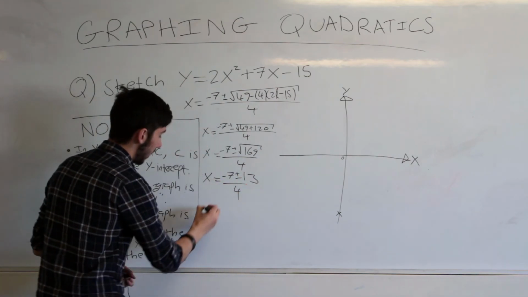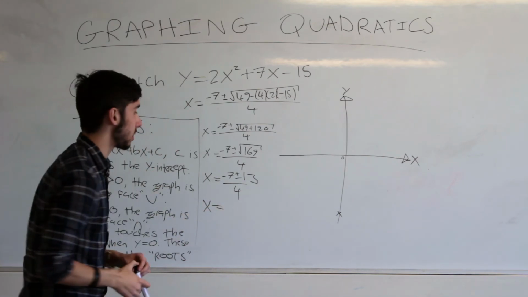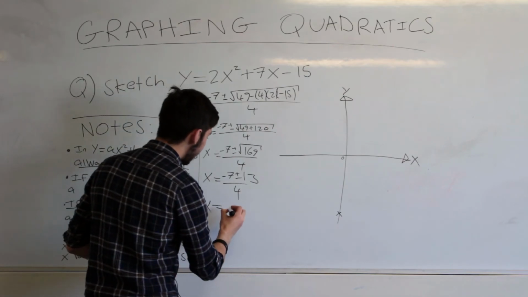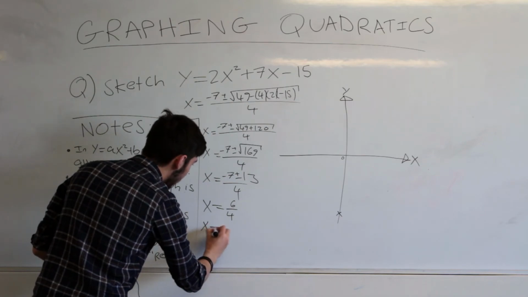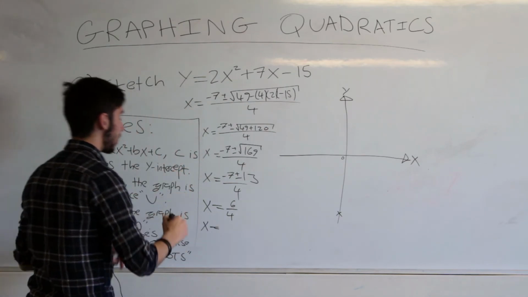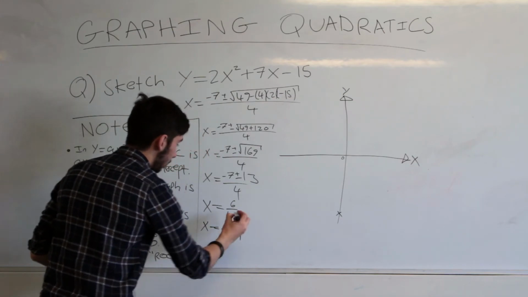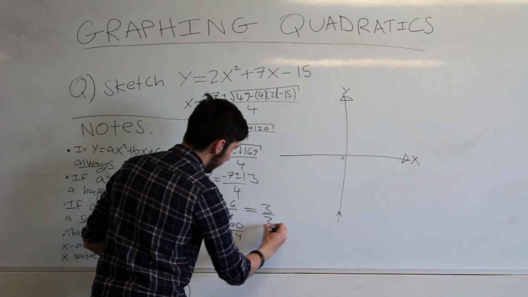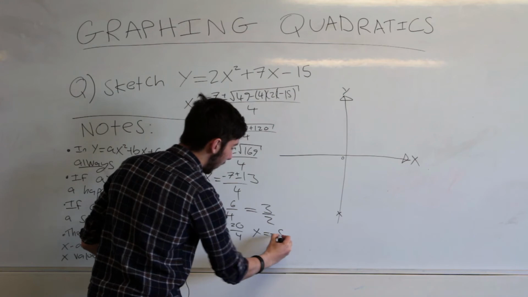Divide that by 4. X is equal to minus 7 plus 13. Guys, what is minus 7 plus 13? That is going to be 6 over 4. The other x is going to be minus 7 minus 13. It's going to be minus 20 over 4. And 6 over 4 is 3 over 2, and minus 20 over 4 is minus 5.